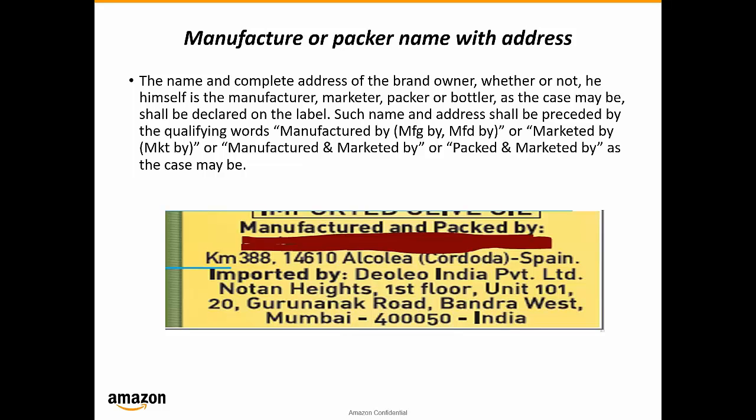For example, if you see the label example which is mentioned here, this talks about that it has both the names, both the addresses, which is manufactured and packed by. When we talk about manufactured, this is manufactured in Spain. So when the product is manufactured outside of India, it's important that they should have an imported by address as well. So if you see, imported by would be from India only. So at the bottom it is written imported by, and there's an address mention of the FBO who has imported this product. So this way, the manufacturer or the packer name with the address should be there.